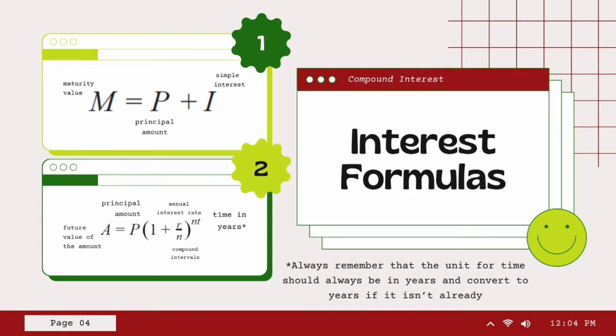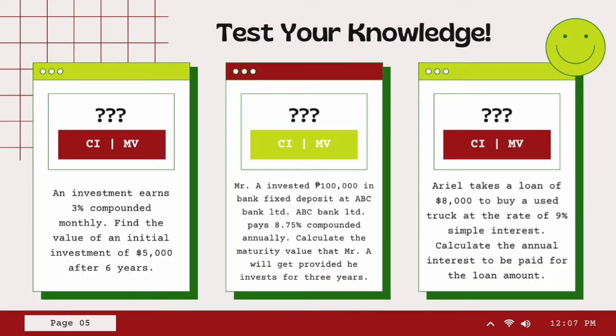We must always remember that the unit of our time should be in years. If the given isn't already in years, we have to convert it to be able to perform the solution properly. Now, let us have a short test to be able to determine whether you understand the usage of the different formulas related to compound interest. Determine whether the following problems are looking for the compound interest or the maturity value.